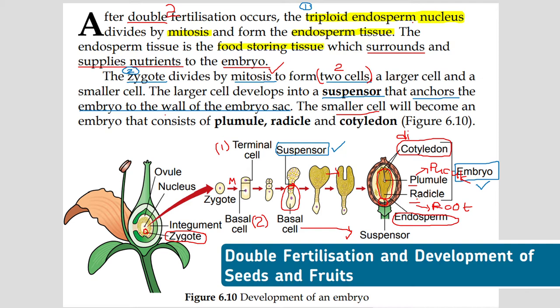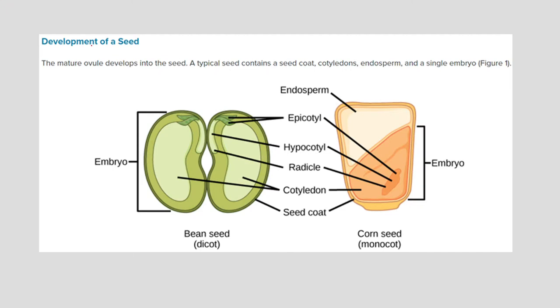This endosperm comes from the other male gamete. Remember just now, we have two male gametes. That's double fertilization. The other male gamete goes to the middle of the embryo sac, and it is going to fuse with the two polar nuclei, so 2 plus 1, that's how you get the triploid endosperm nucleus, which will also undergo mitosis, forming the endosperm tissue, which is this. Endosperm tissue is a food storing tissue, which surrounds and supplies nutrients to the embryo. So the embryo here is well nourished because of the presence of the endosperm and also the cotyledon. So this is the development of a seed.